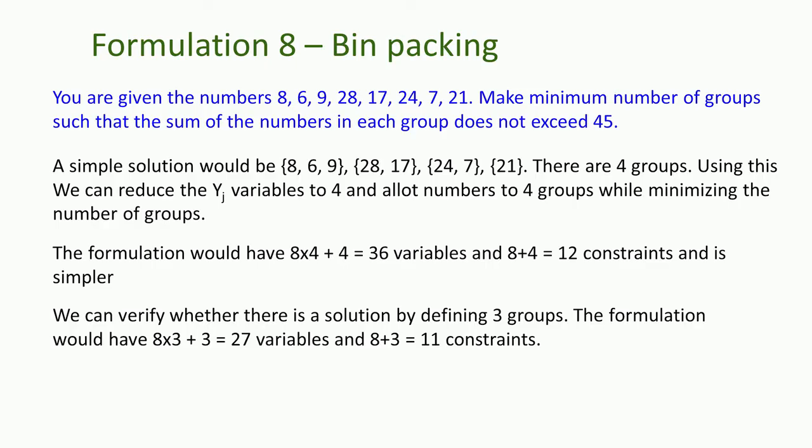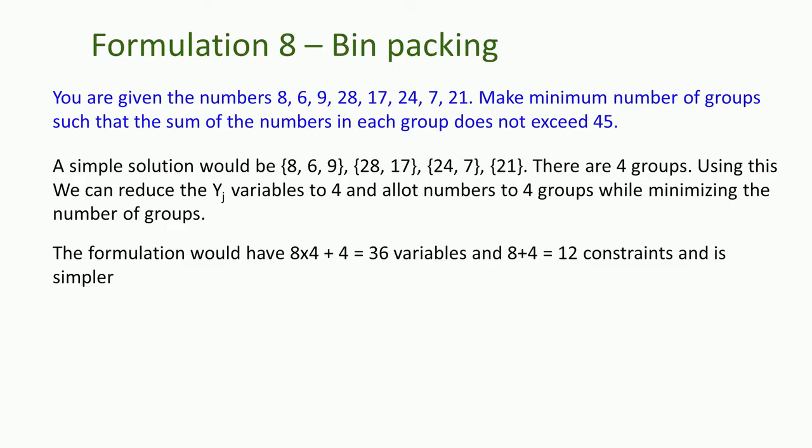We started by giving a simple solution. The solution given here has 4 groups. The lengths 8, 6 and 9 can go to one group, 28 and 17 can go to one group, 24 and 7 can go to one group, 21 is a group by itself. So, this simple solution has 4 bins. Now, the moment we have a simple solution with 4 bins, the question that we have is, can we solve this with 3 bins?